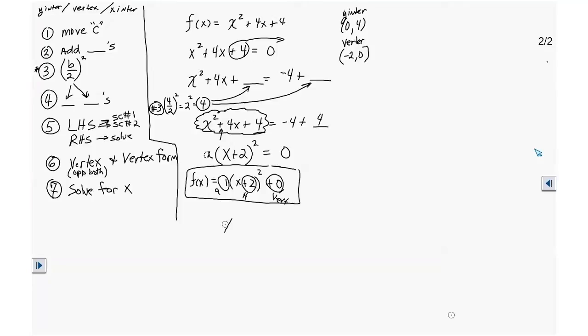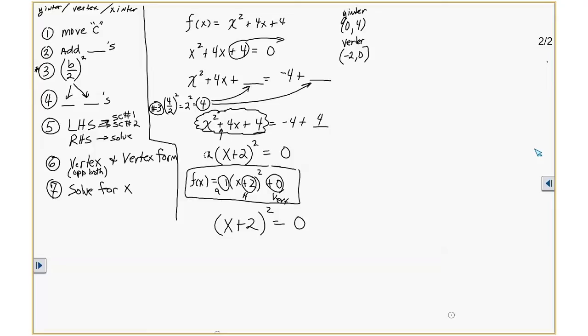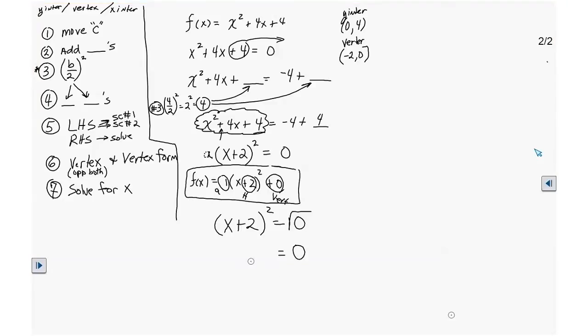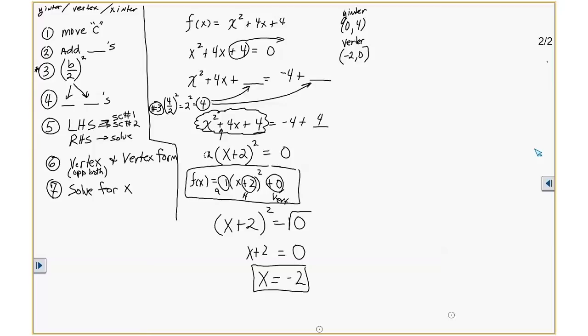So x plus 2 quantity squared is equal to 0. Now solve this for x. Solve it for x. That means you got to take the square root of each side. I'll do the square root of 0 for you. There you go. So x, your x-intercept is what? -2.